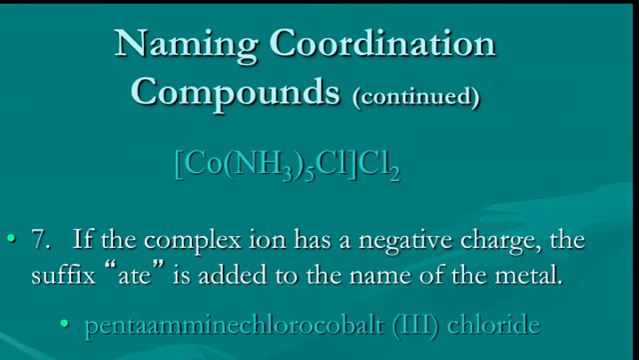So here is the final name for this bad boy. It actually has 7 rules that guide the naming of these things. So this would be pentaamine, because 5 amines, chloro, because there's also a chlorine stuck to the cobalt, cobalt. So pentaamine chlorocobalt. The 3 means the charge on the cobalt ion, chloride.